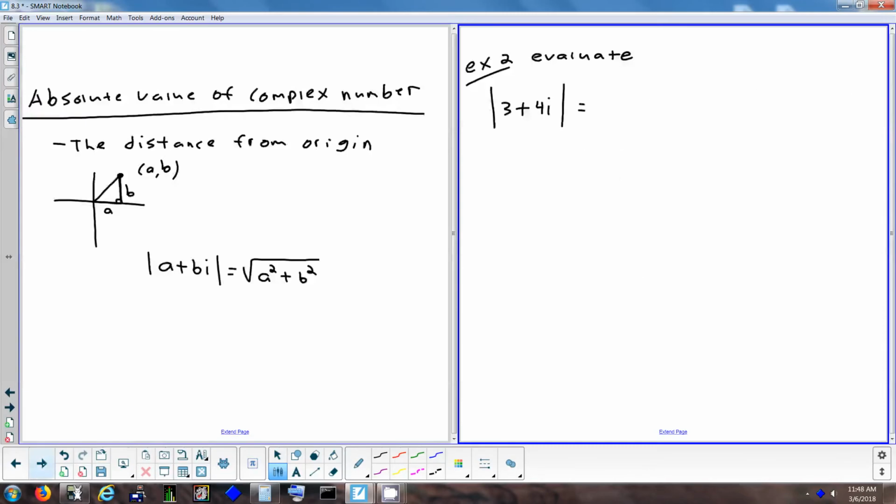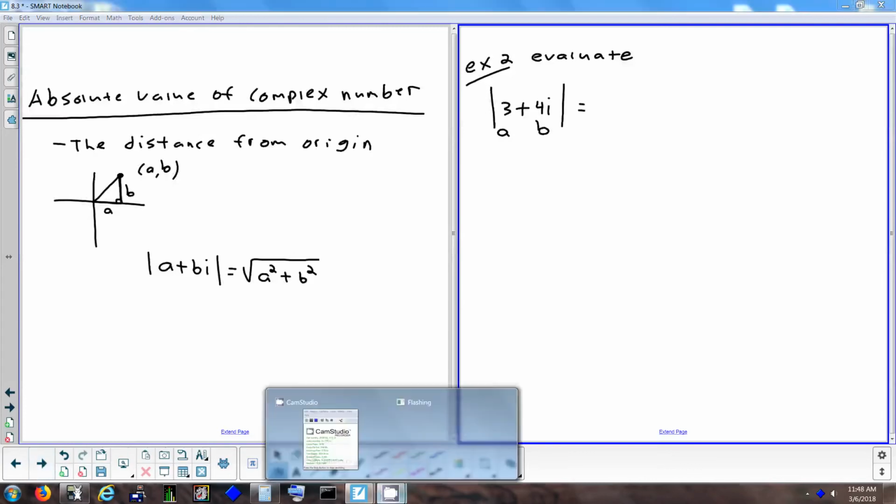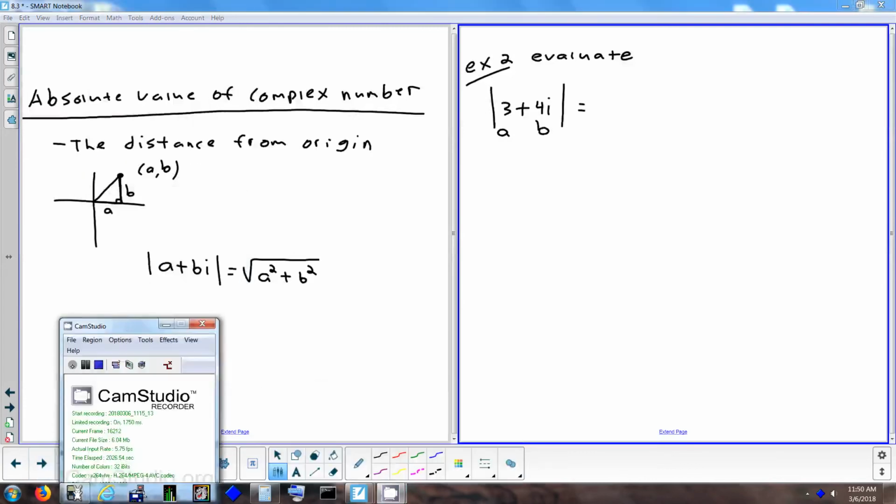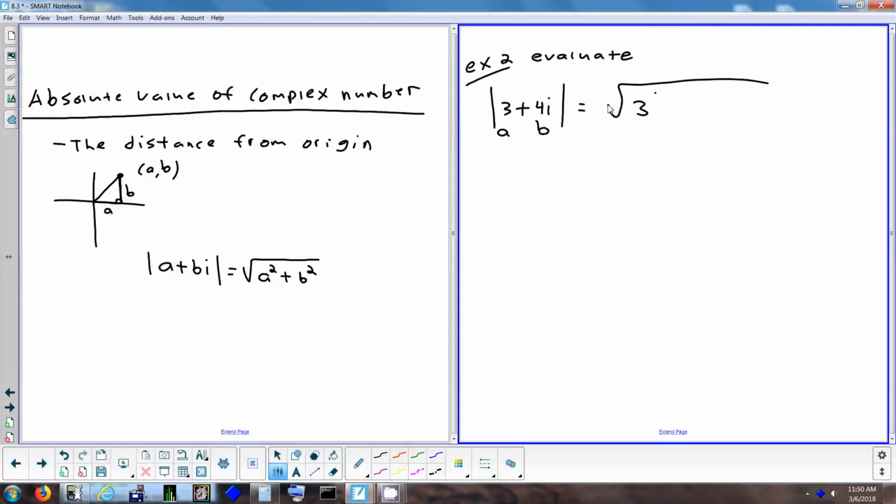Try an example. So take a second on your own and see if you can find the absolute value of 3 plus 4i. Okay, in that problem, A is 3, B is 4. Just plug it in. Okay, so can somebody just set up my formula for me? You don't have to tell me the answer yet. Just tell me how you set it up. Yep. The square root of 3 squared plus 4 squared.